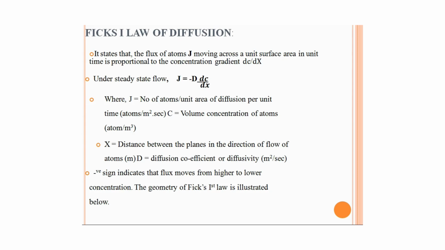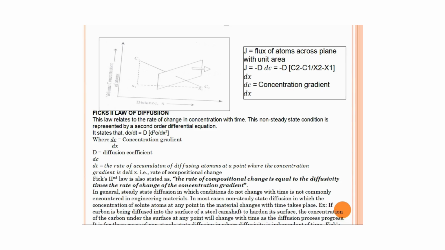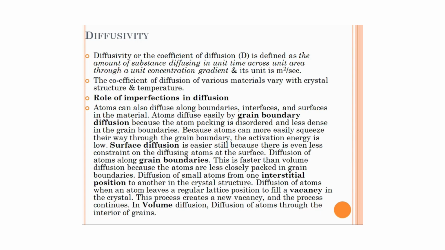So Fick's law of diffusion is applied. Under steady state flow, the number of atoms per unit area of diffusion per unit time is equal to the distance between the planes in the direction of flow, that is minus D dC by dx. So this graph indicates how the diffusion happens, that is the difference between C2 and C1 divided by x2 minus x1 into minus D, where dC by dx is the concentration gradient. So by this you'll be able to apply Fick's law and find out the diffusion of atoms.